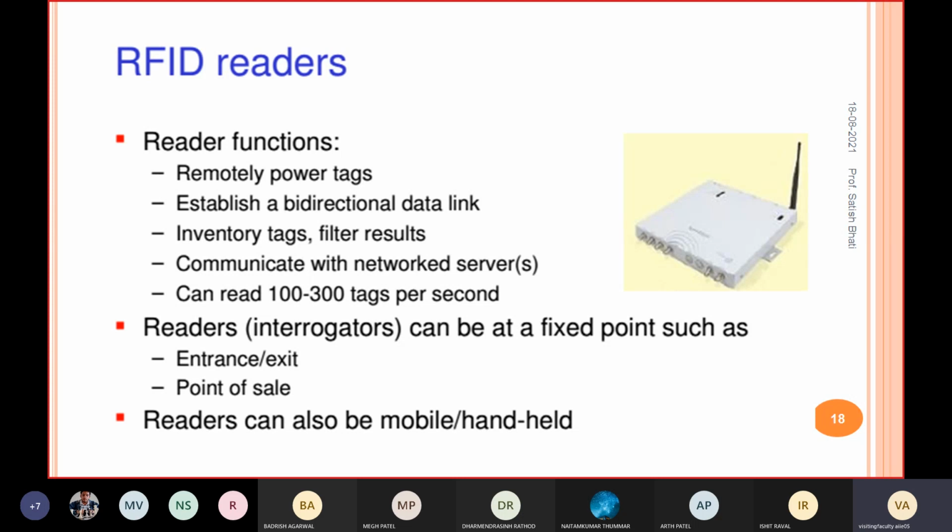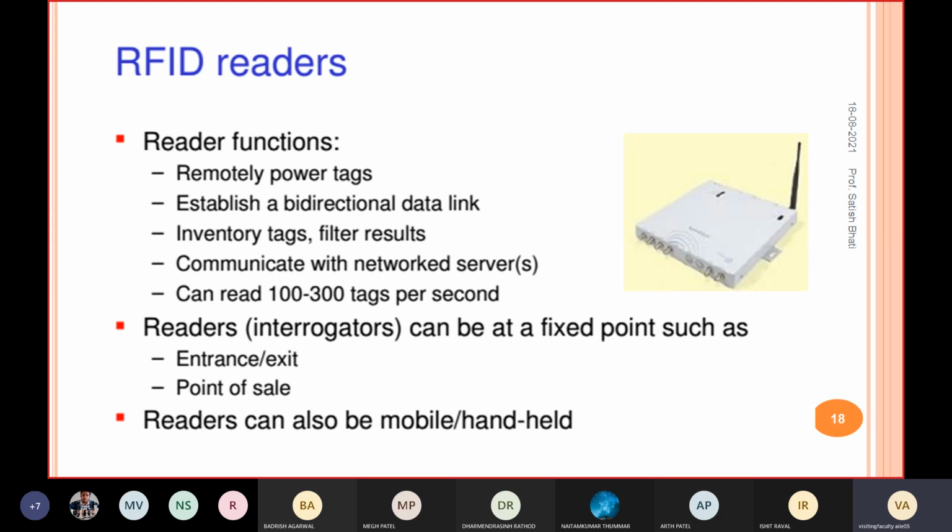This RFID reader is able to read some 100 to 300 tags per second. So you can see how fast they are. They can read 100 to 300 tags per second, so the process of identification or tracking will not take that much time. Within some seconds you can track and identify.